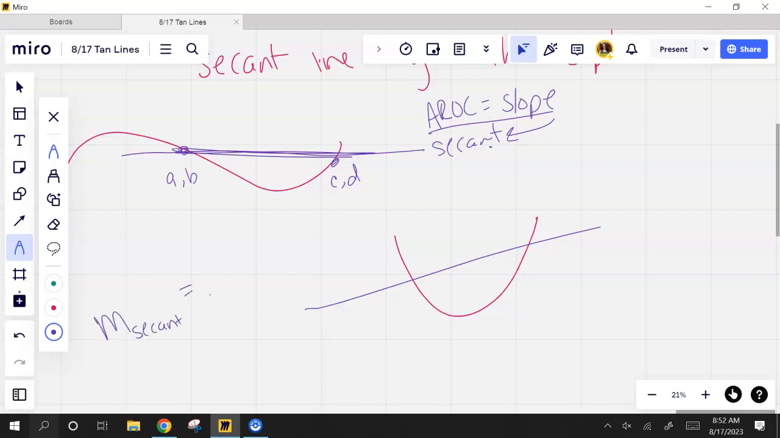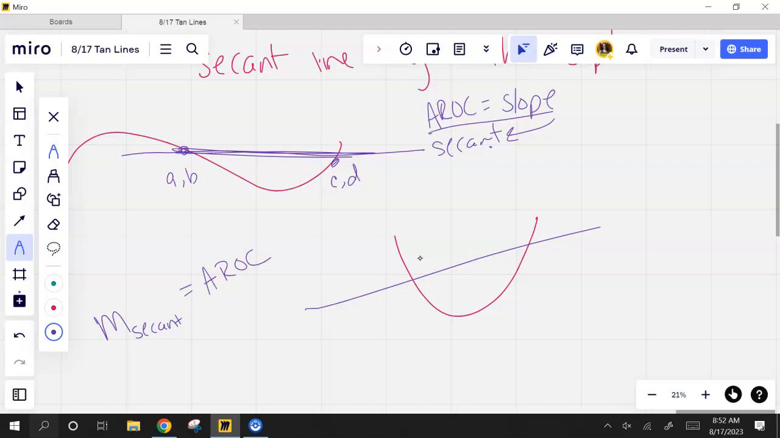Slope of the secant is equal to AROC on that interval, whatever those 2 points are. It's the same thing you did on 1 through 6, okay? We're just giving it some new terminology here, but you already know what to do. You already understand what you're finding.